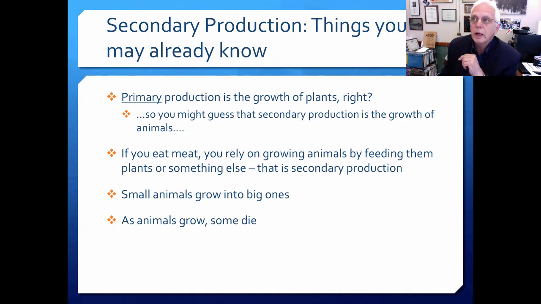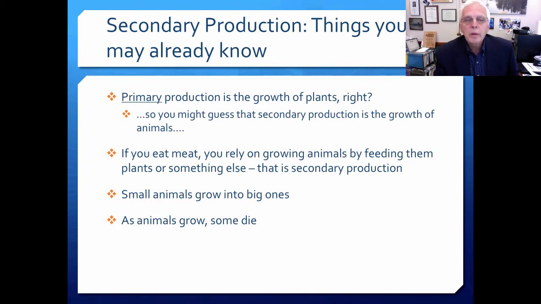Before we talk about that, let me just say that we've been talking about animals and animal growth and animal biomass and various aspects of the benthos and the zooplankton. And it seemed to me reasonable that we should also talk about secondary production, which is essentially the rate of growth of animal material.